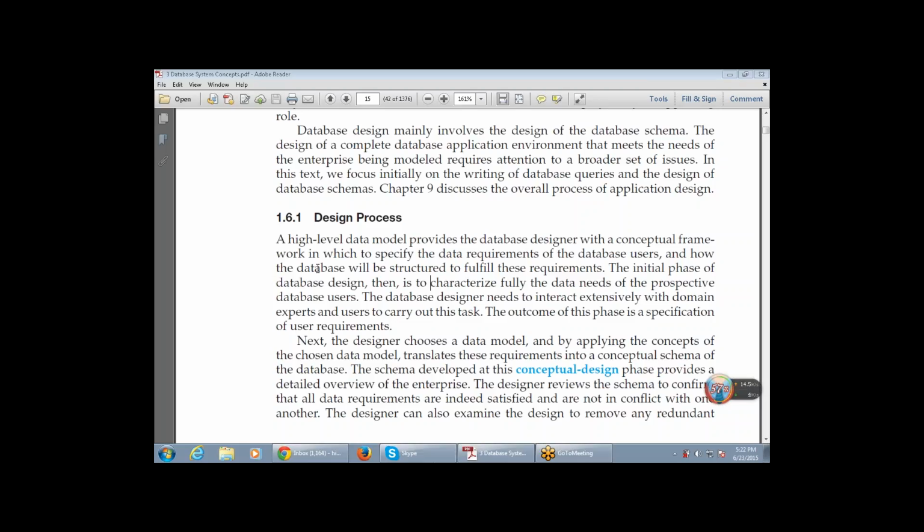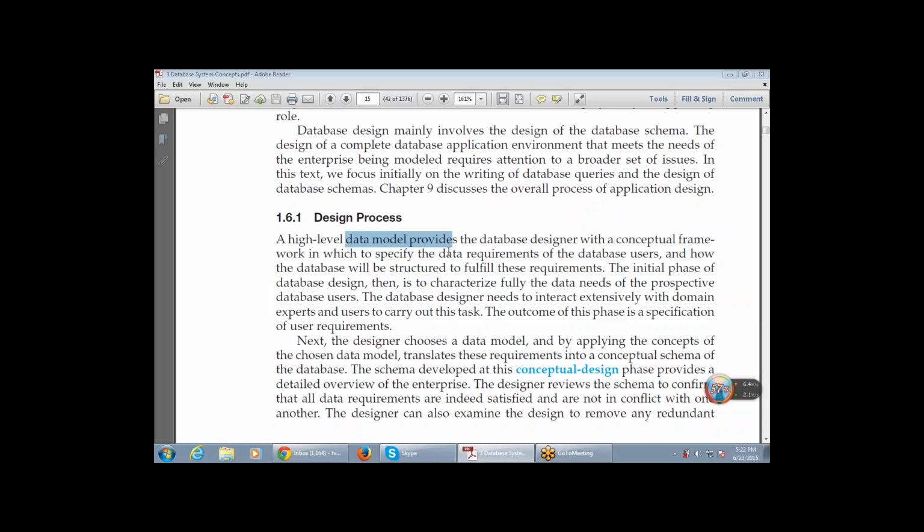So that is the design process. This is a high-level data model that provides the database designers with a conceptual framework in which to specify the data requirements of the database users. That is, what are the requirements of the database users, what are the various issues with the database, and how the database will be structured to fulfill these requirements.